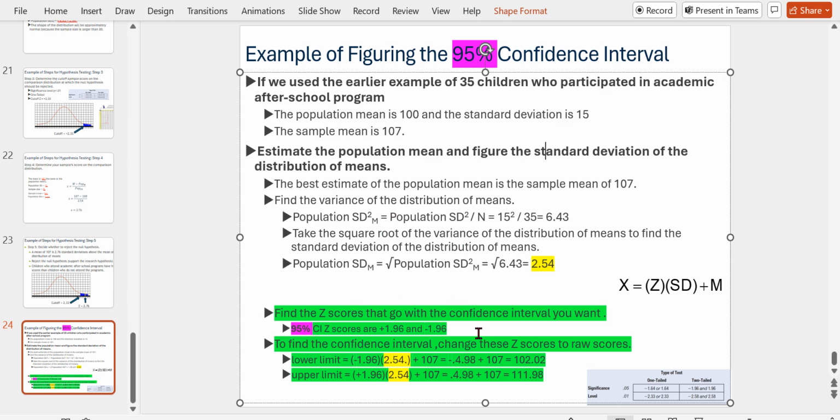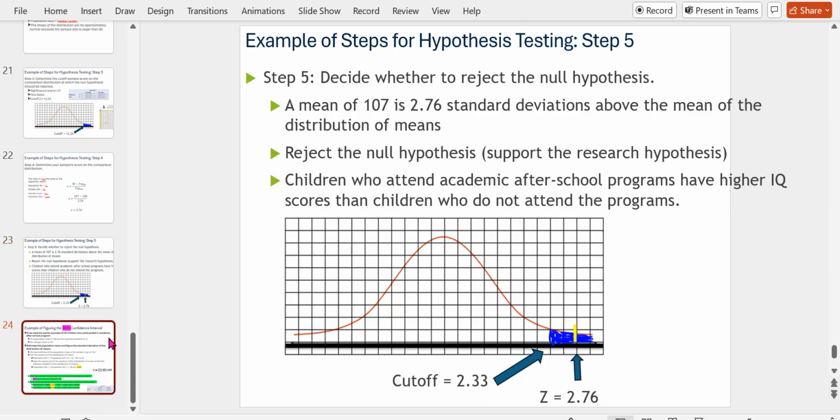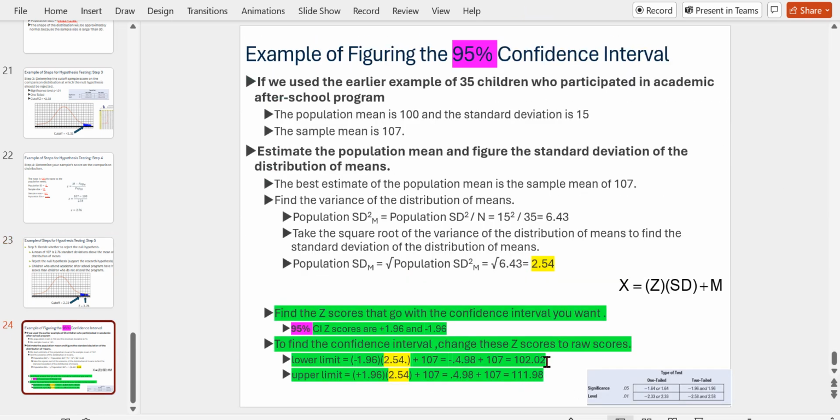So with 95% confidence, we are confident that the mean of our sample falls within this range. We had a sample mean of 107. The mean of the population was 100. And we are confident that our sample came from a population that had a lower limit and upper limit of these two numbers here, 102 to 112, with 95% confidence.